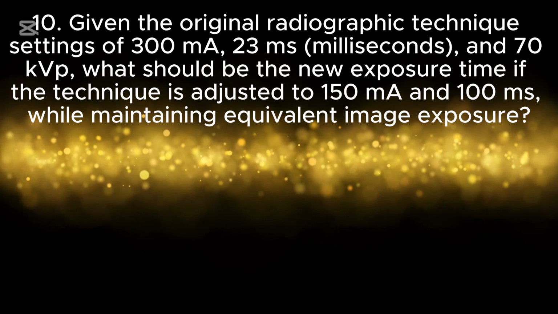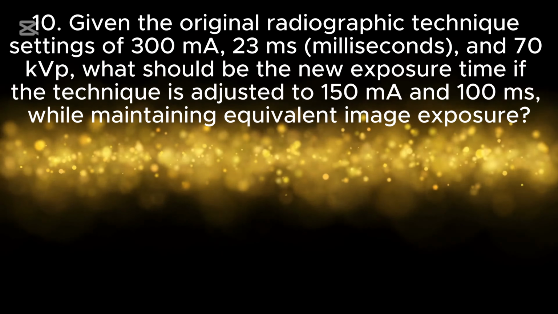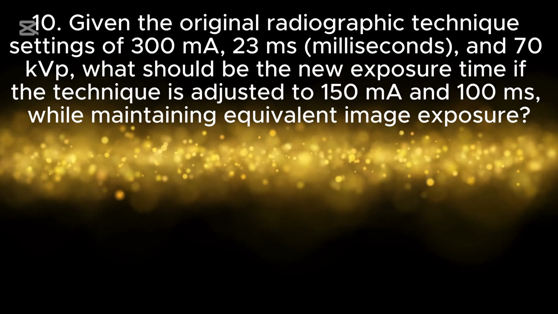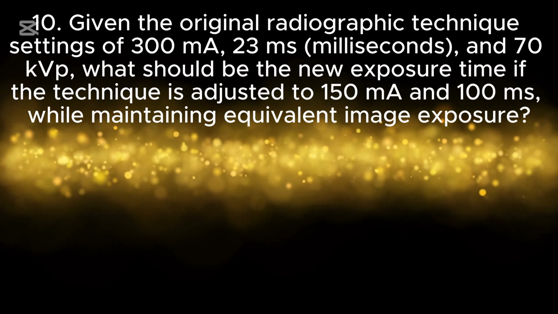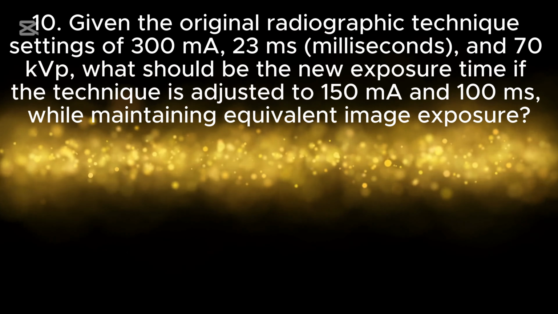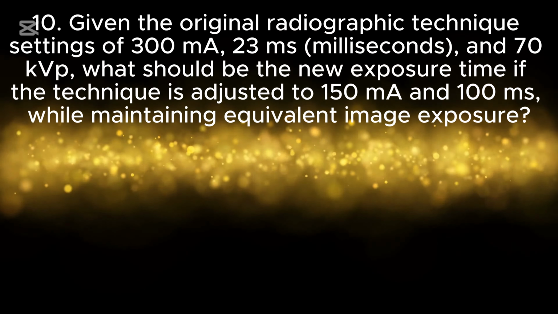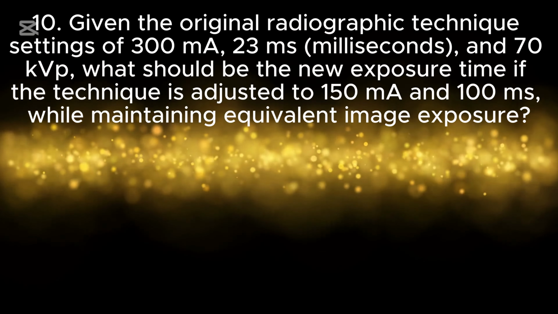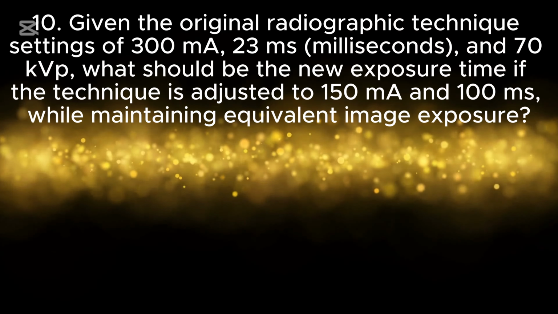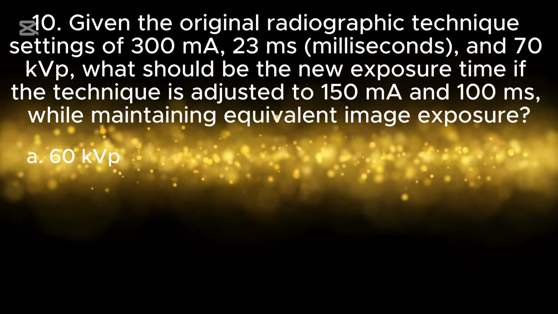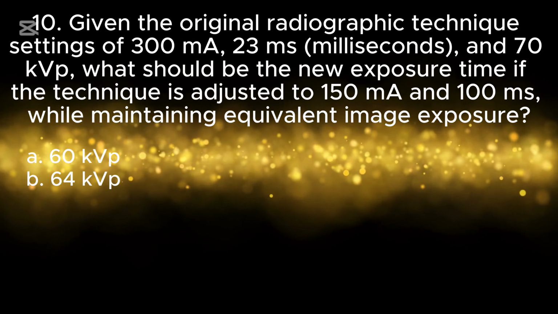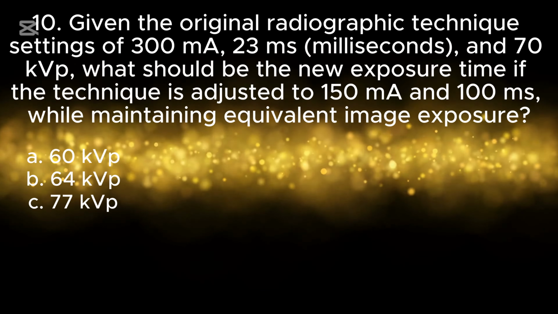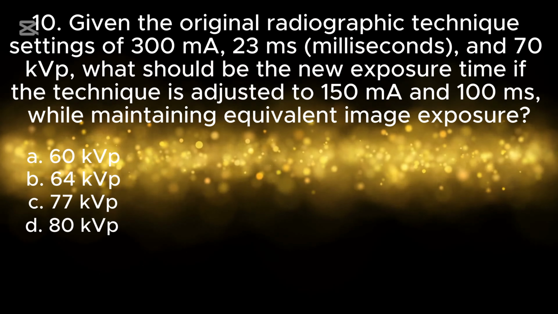10. Given the original radiographic technique settings of 300 mA, 23 milliseconds, and 70 kVp, what should be the new exposure time if the technique is adjusted to 150 mA and 100 milliseconds, while maintaining equivalent image exposure? A. 60 kVp. B. 64 kVp. C. 77 kVp. D. 80 kVp.